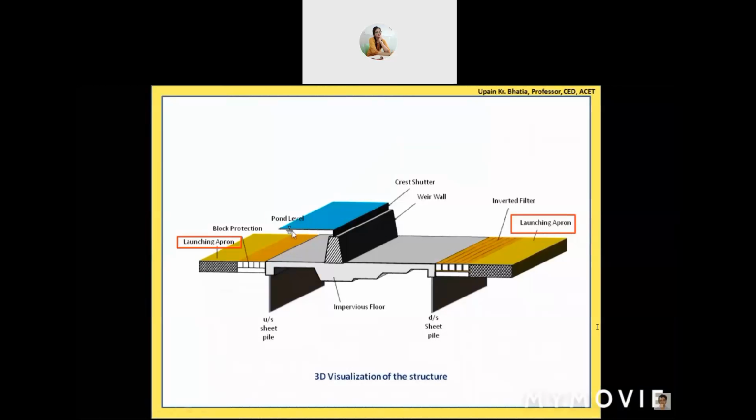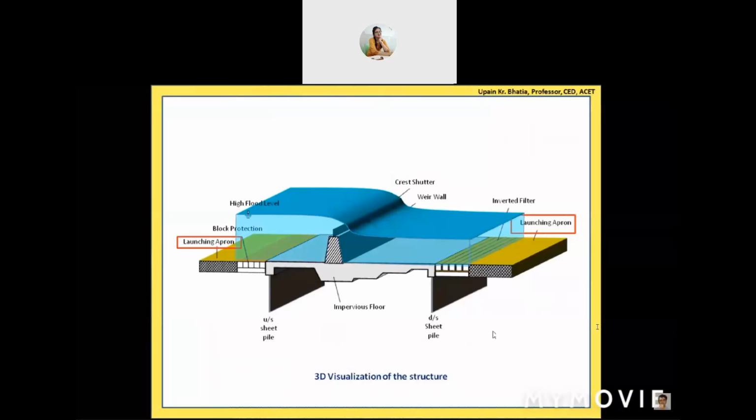So how will that water go to the downstream side, and what will happen to this pond level? Now the water will not be maintained at this pond level, rather it will be overflowing over this structure, over this weir, over this crest shutter. And now this pond level has gone because water is not up to the pond level, and now the water level is called high flood level because it is the water level due to flood. And highest flood level, or HFL, is when we get the highest level of discharge in the river for which we have designed this structure.